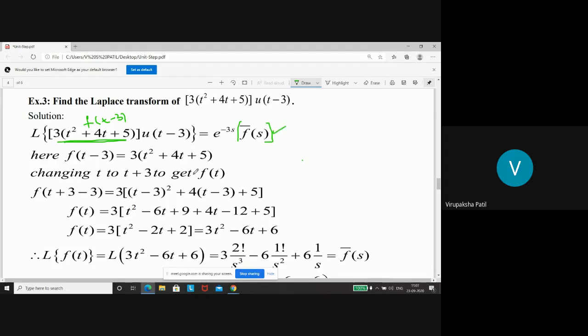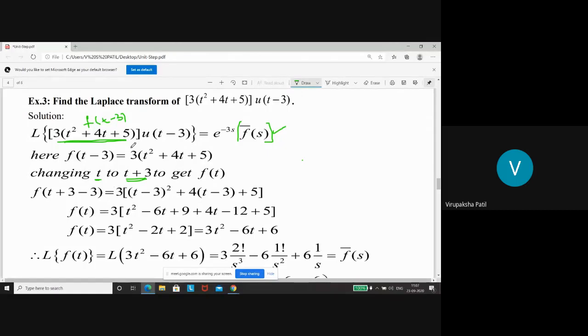What is this f bar s? Yes, we have to convert this. This is f of t minus 3. We have to convert this f of t minus 3 in terms of f of t, then apply Laplace, that gives you the f bar s. So let us check here. Here f of t minus 3 is equal to 3 into t square plus 4t plus 5. Now changing wherever t is there in both LHS and RHS, changing that to t plus 3, that is f of t plus 3 minus 3 here.